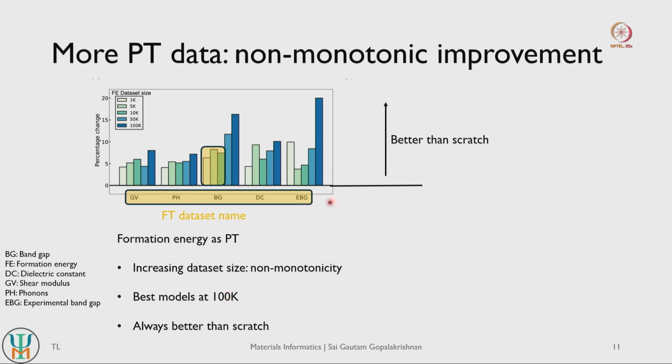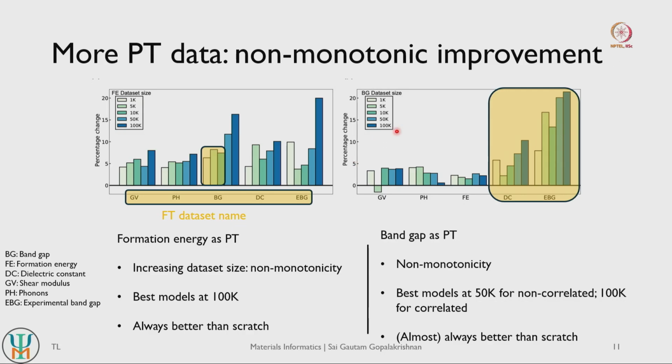For all the 5 fine tuning targets that we considered, we get the best models when we expose all the 100,000 data points during pre-training, right. So more data during pre-training seems to help the models in their fine tuning tasks. And we also see that all the models that we considered here are always better than scratch, right. So there is no instance of what is referred to as negative transfer learning, where models actually perform inferior compared to your scratch models.